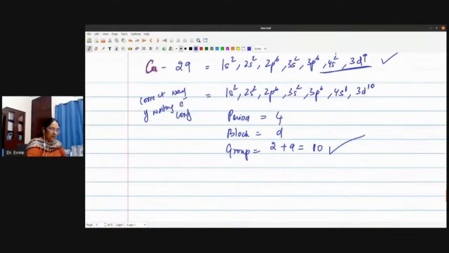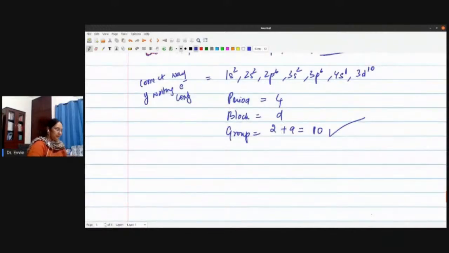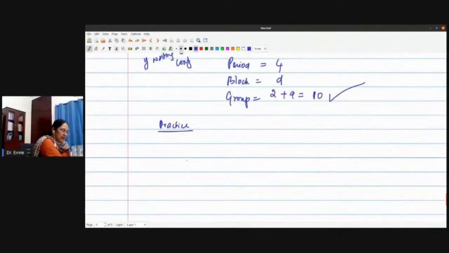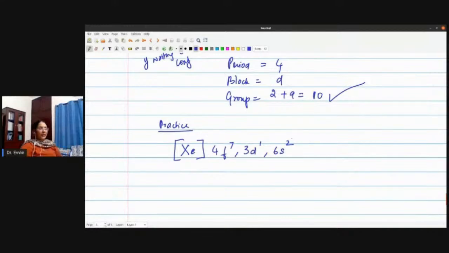So now coming to the next. Let us do just 2 more questions based on this. Let's see some practice questions. You can try, I need not tell you. Suppose I give you the electronic configuration, because you know already. I will not tell you how to write all this. Xenon 4f7 5d1 6s2. Also remember, some things which you have to remember, I'll tell you.